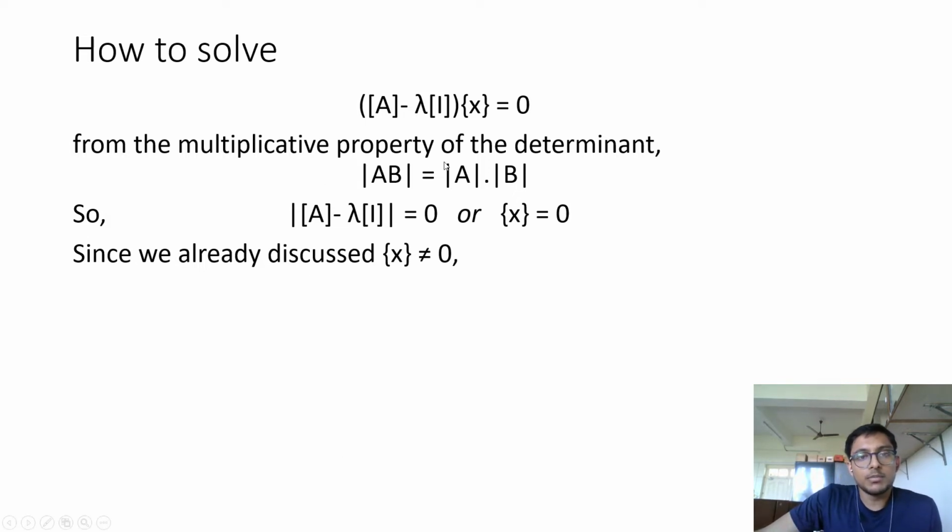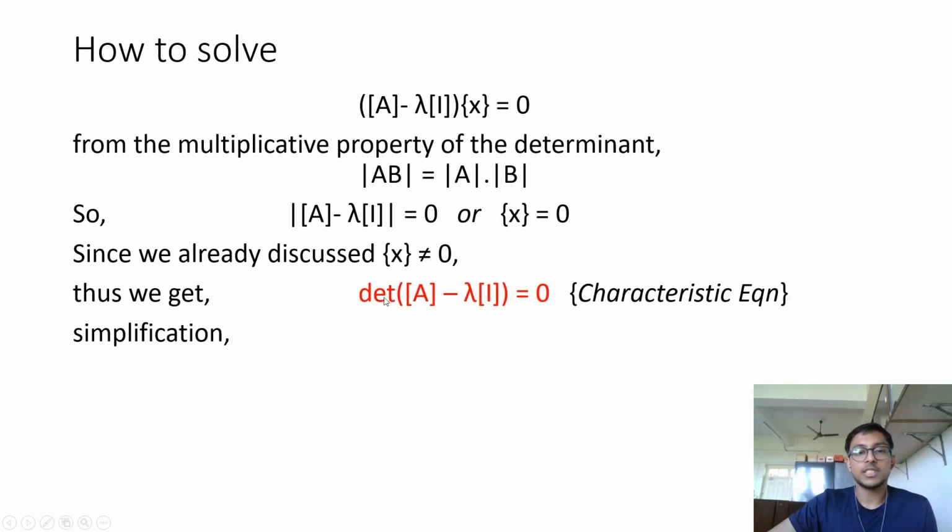From the multiplicative property of the determinant, we know that the determinant of the product of matrices A and B is the determinant of A times the determinant of B. That means, in the expression (A minus lambda I) times x equals 0, either the determinant of A minus lambda I or the vector x has to be 0. But since we already discussed that the vector x cannot be 0, we get the equation that the determinant of A minus lambda I has to be 0, which is also known as the characteristic equation.